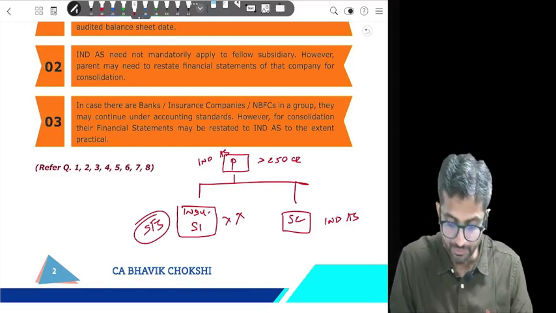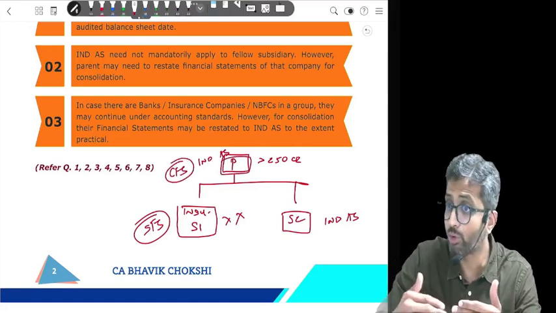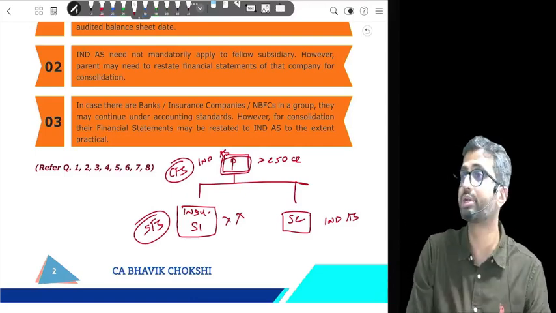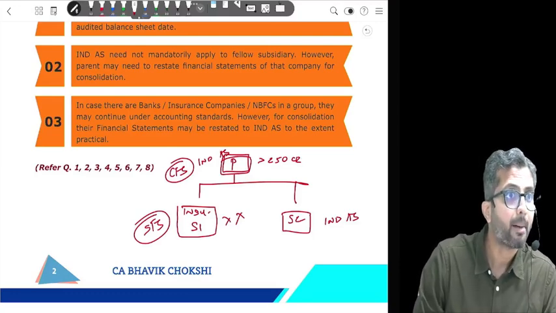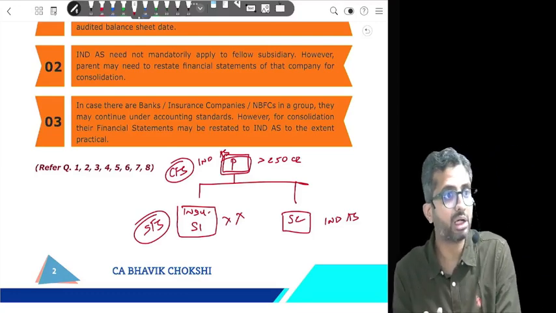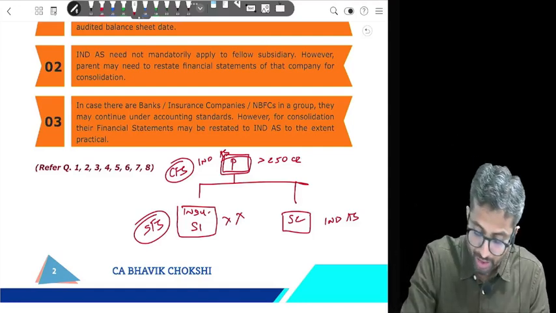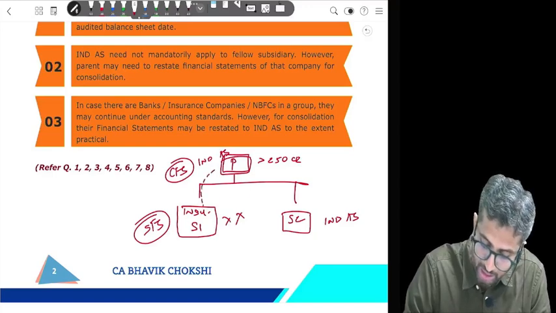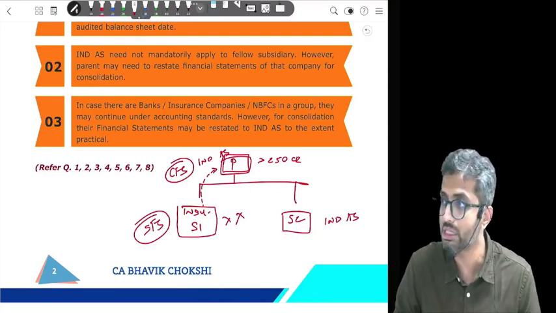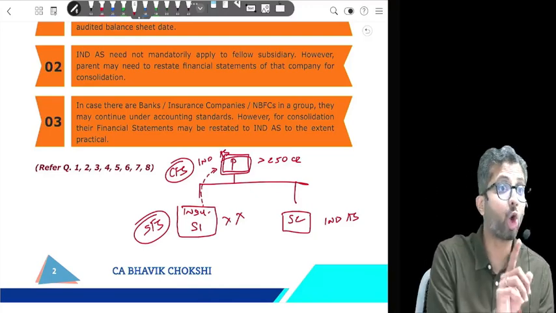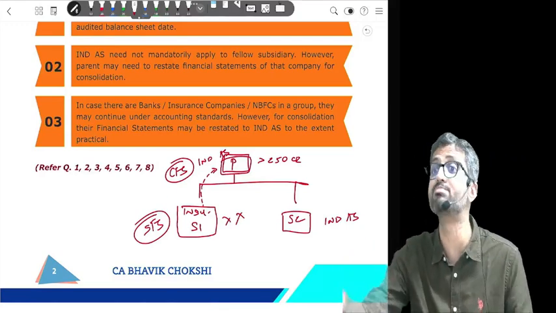Perfect. But will P have to prepare CFS? When I prepare CFS, I'll have to consolidate S2. Here I'll also have to consolidate S1. But S1 is as per IGAP, that is AS. But now I have learned that consolidation happens based on uniform accounting policies. So now can I consolidate the insurance company with P, which is following AS? Well, the law says that I will have to follow uniform accounting policies unless it is impracticable.